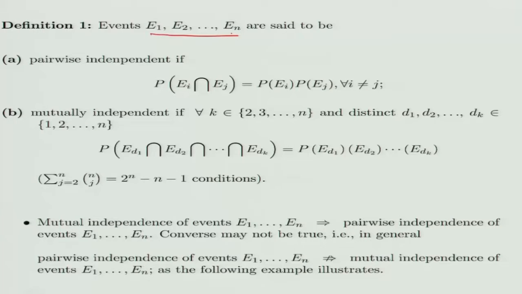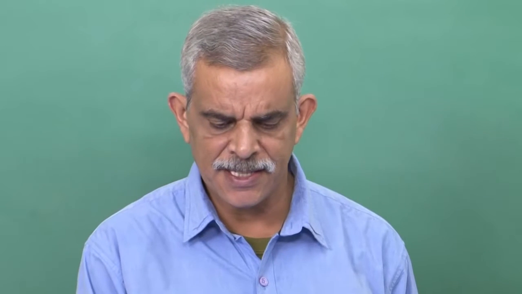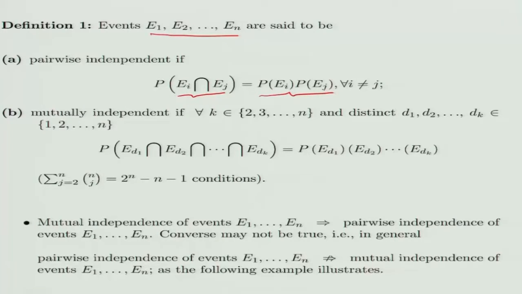Now these events are said to be pairwise independent if you look at the probability of joint occurrence of any two of them, and that is the same as the product of the probabilities of occurrence of the individual events. So that is what pairwise independence is. That means the probability of joint occurrence of any two of them is the same as the product of individual probabilities.